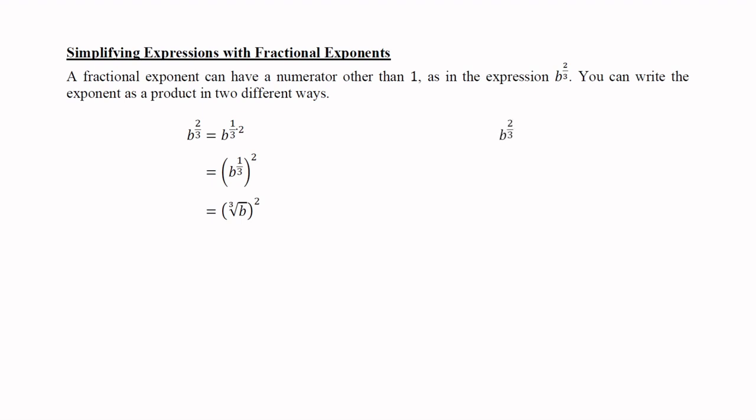But we can also, because of the properties of multiplication, write it as b to the 2 times 1/3, where the 2 comes first. In this case, we would have b squared to the 1/3, so we would have the cube root of b squared.